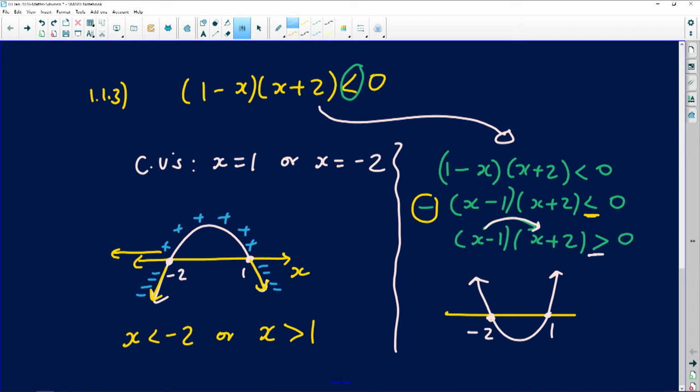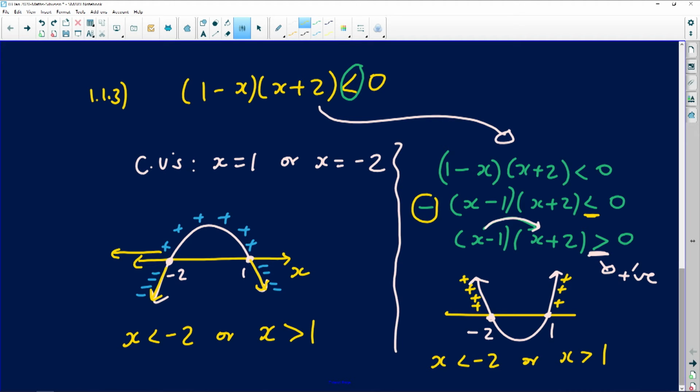But now we are no longer looking where the graph is negative. We are looking where the graph is positive. Where are graphs positive? Graphs are positive above the x-axis. So that's all x values before negative 2 or all x values after 1. And that's how the solution would be for this beautiful inequality that you have.